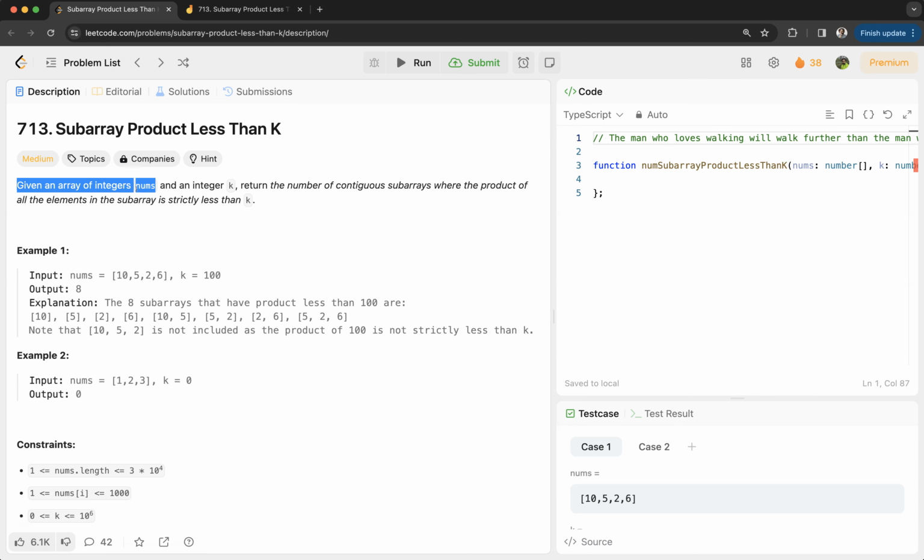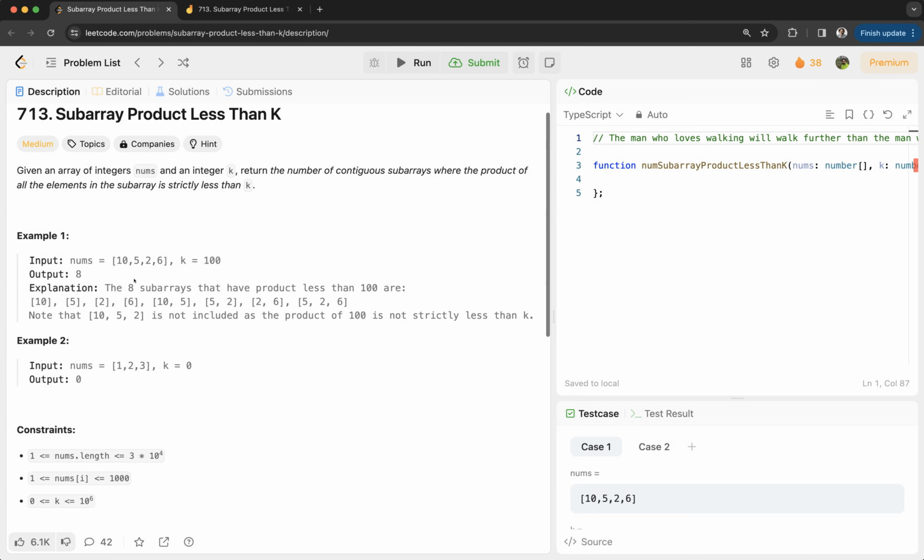Given an array of integers nums and an integer k, return the number of contiguous subarrays where the product of all the elements in the subarray is strictly less than k. All right, so we should count all of the subarrays whose product is strictly less than k.